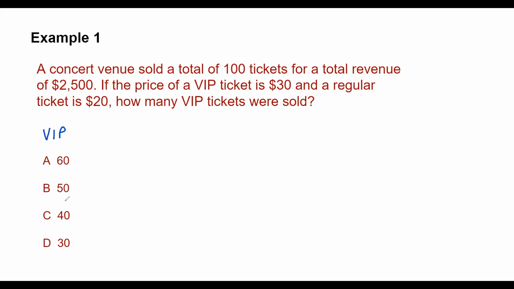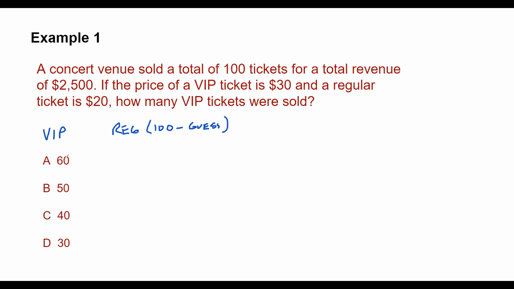So we've only got 4 possible numbers there. And if we know these, we can find the number of regular tickets. And the way we're going to do that is 100 minus our guess.